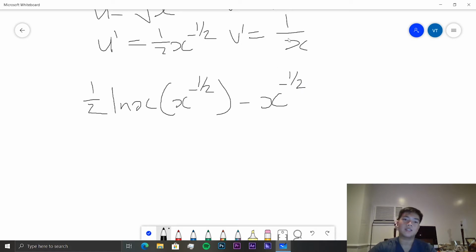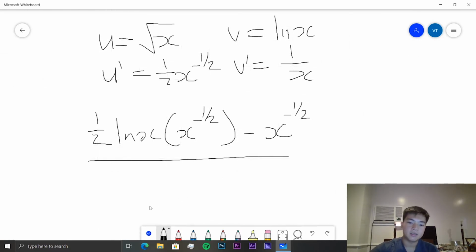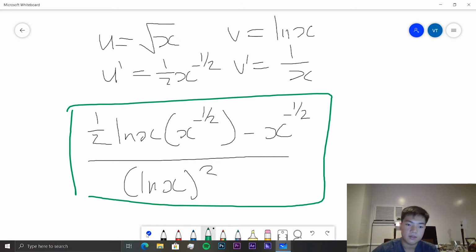Since square root x divided by x will be 1 over square root x, which is x to the negative 1/2, all over v squared. V squared being ln x, so we just have ln x squared. So this should be correct. This is dy over dx.